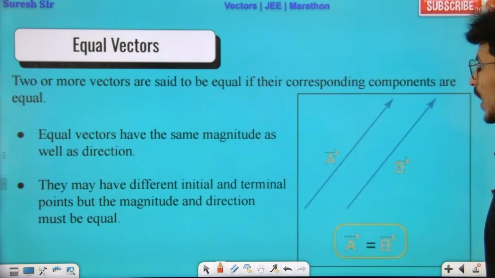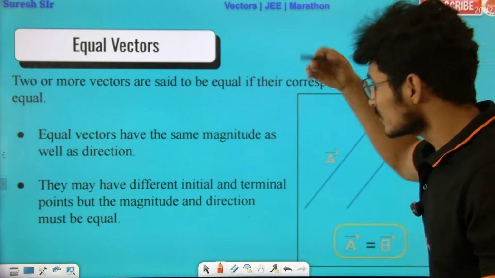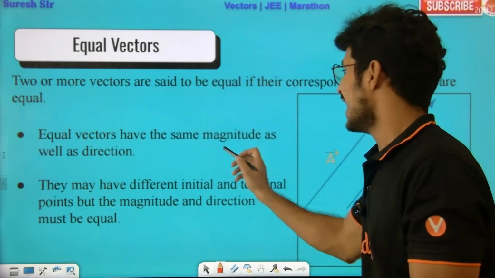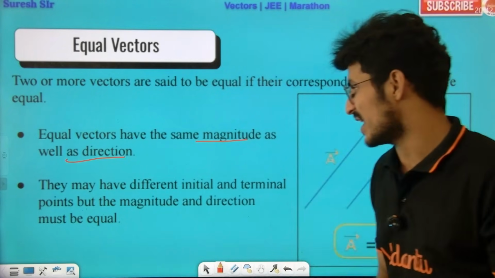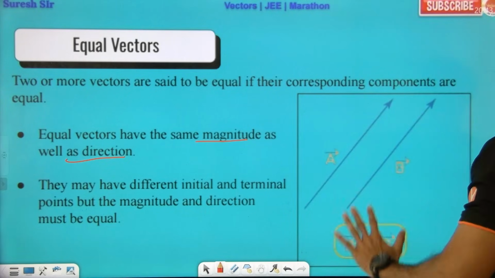Okay? Now equal vectors. Two or more vectors are said to be equal if their corresponding components are equal, and they will have the same magnitude as well as direction. So you can just go with the initial and terminal points. So that is a simple point.